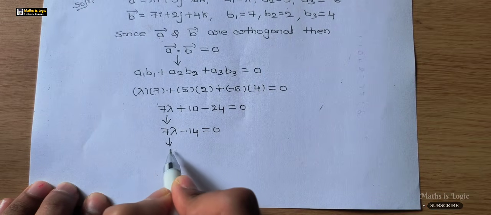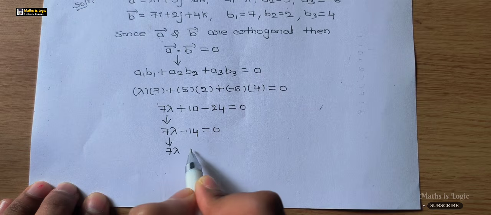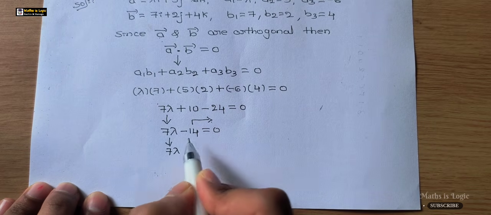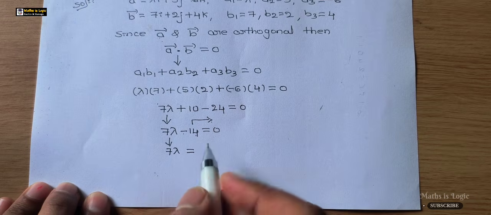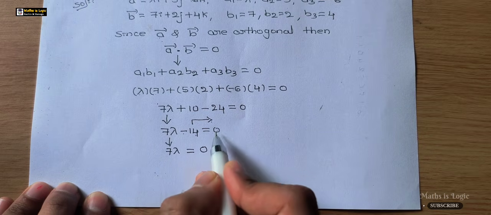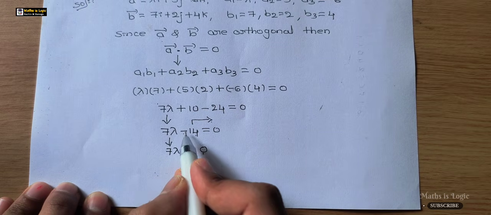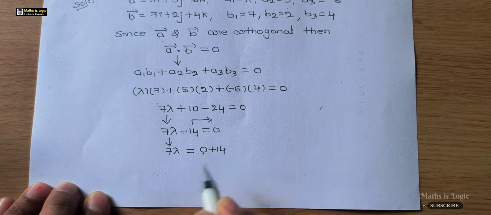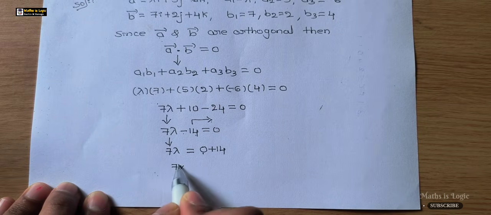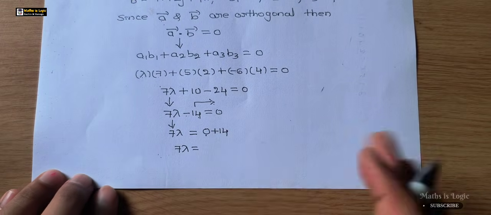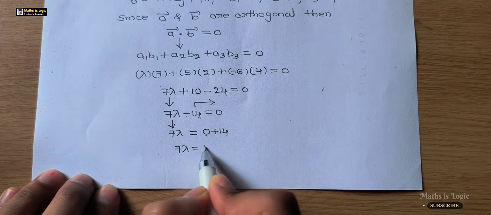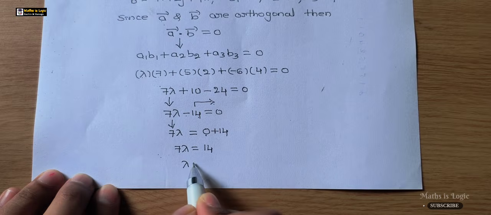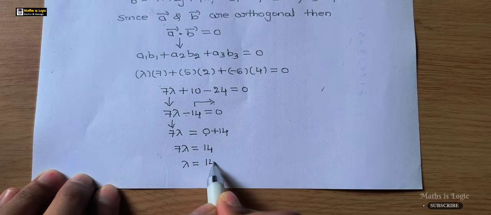Therefore keep this 7 lambda as it is, equal to, this time shift minus 14 to the right hand side. The right hand side already has 0, keep it as it is. Minus 14, if I shift, it becomes plus 14. Therefore 7 lambda is equal to 0 plus 14, which is 14. But we need only the lambda value.